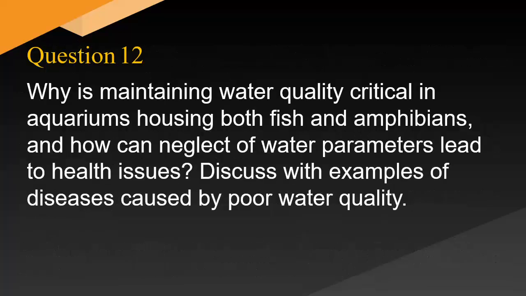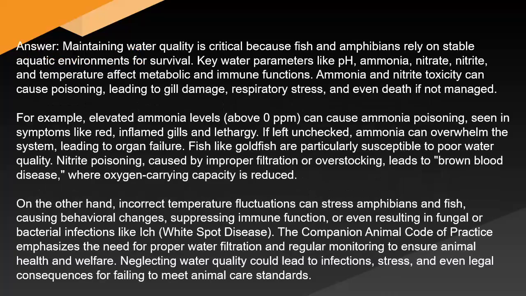Why is maintaining water quality critical in aquariums housing both fish and amphibians? And how can neglect of water parameters lead to health issues? Discuss with examples of diseases caused by poor water quality. Answer: maintaining water quality is critical because fish and amphibians rely on stable aquatic environments for survival.